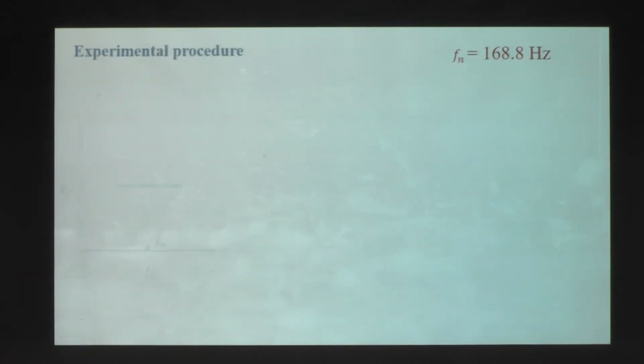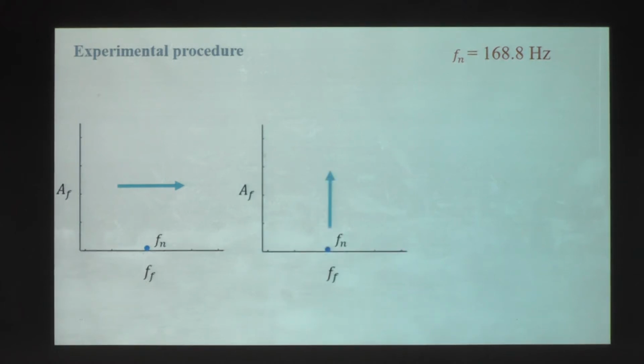So how did we do the experiment? In one set, keeping the forcing amplitude fixed, we change the forcing frequency across the natural frequency of the Rijke tube. And then we keep the forcing frequency fixed and change the amplitude, and we do this on both sides of the natural frequency, left and right side.